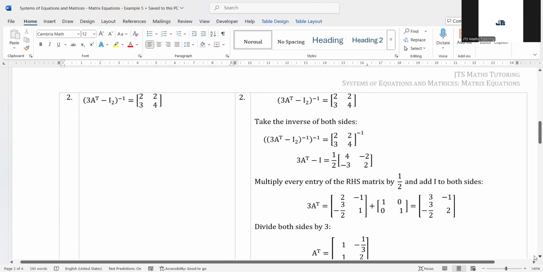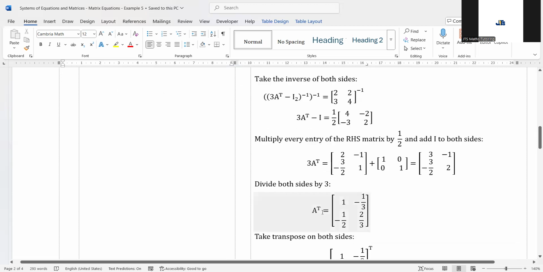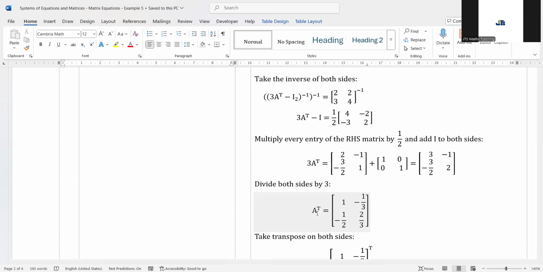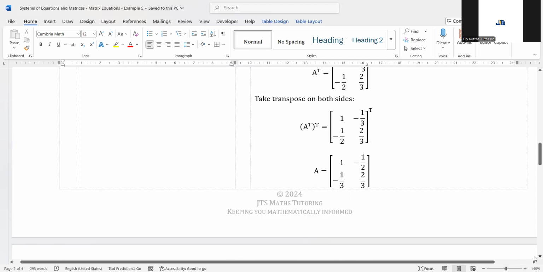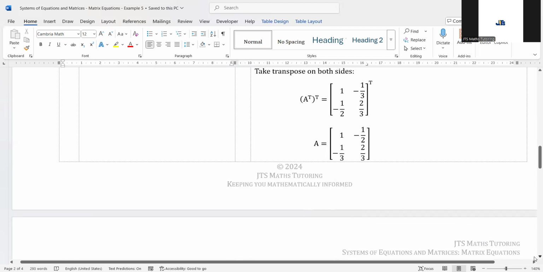All right, now you are left with the A transpose here. So how do we arrive at the original matrix? Take the transpose on both sides. The same way you take the inverse of an inverse and arrive at the original matrix, when you take the transpose of a transpose, you also arrive at the original matrix. Beautiful. There we are. That's going to be our A. All right, let's move on.